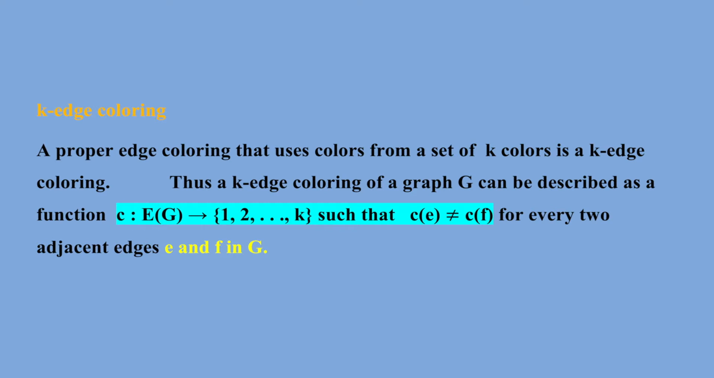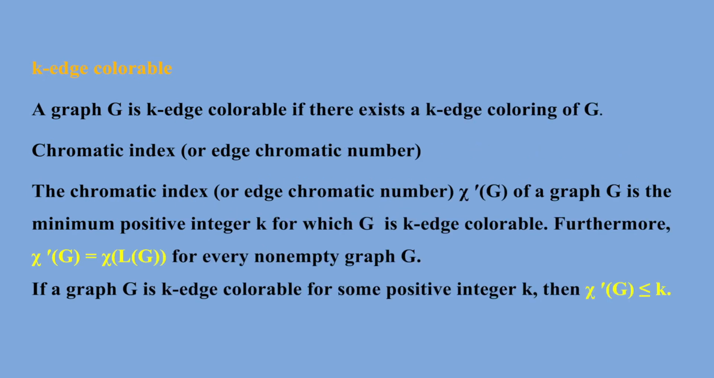Thus, a k-edge coloring of a graph G can be described as a function c defined from E(G) to the set consisting of elements 1, 2, etc., k, such that c(e) is not equal to c(f) for every two adjacent edges e and f in G. Let us see the definition of k-edge colorable. A graph G is k-edge colorable if there exists a k-edge coloring of G.